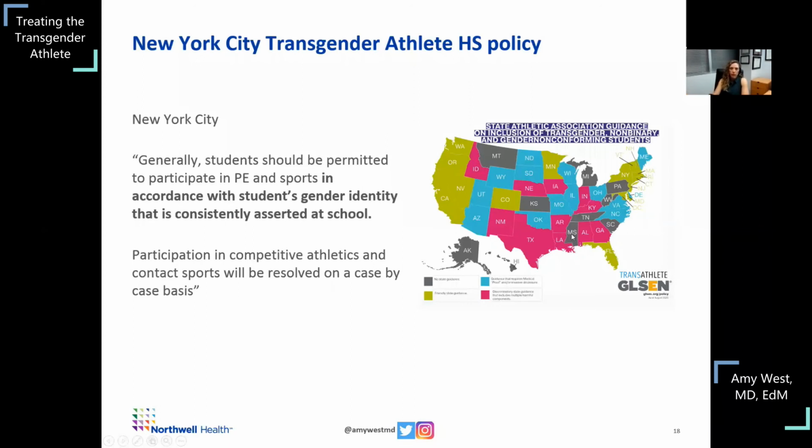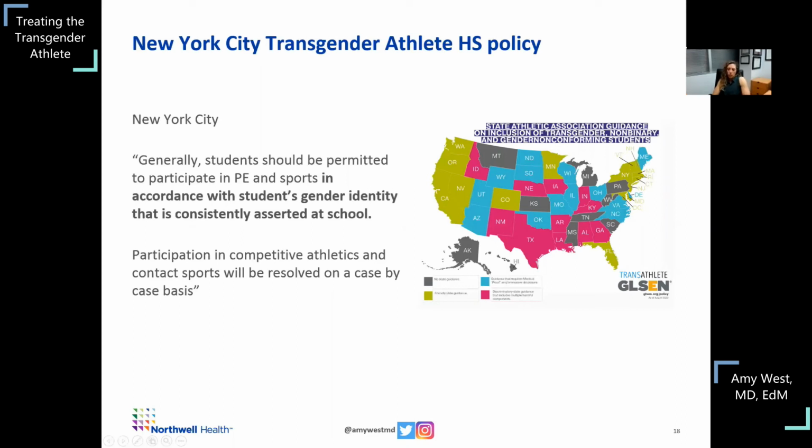In New York City, the guidelines are such that students who are transgender basically can participate in sports and physical education in accordance with the identity that they assert at school. And then when it comes to competitive athletics, it's basically treated on a case-by-case basis.